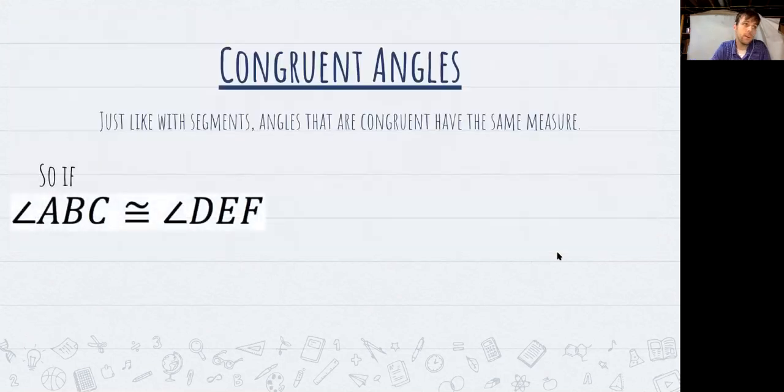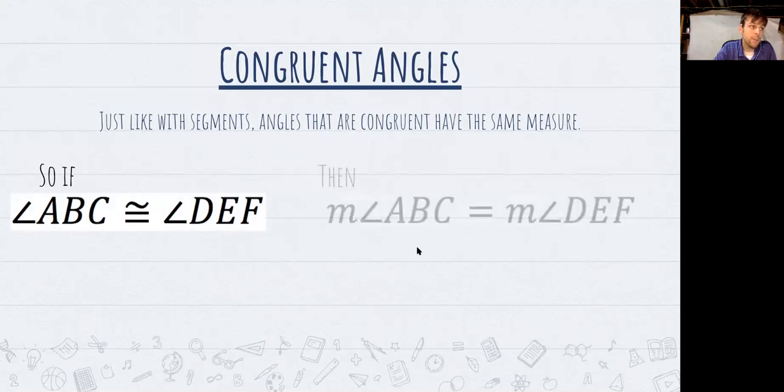Next here, we want to talk about congruent angles. So two angles can be congruent. Remember, congruent means same shape and same size. So two angles are congruent if they have the same degree measurement. So if we have angle ABC is congruent, that's what that symbol means right there, to angle DEF, what that means is that the measurements of those angles are equal. So if one of them is 50 degrees, the other one has to be 50 degrees.